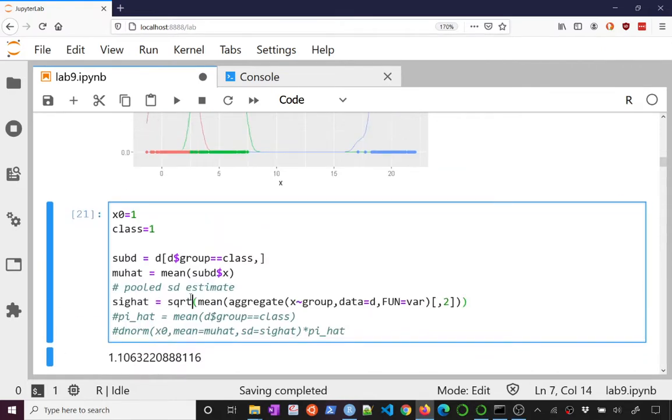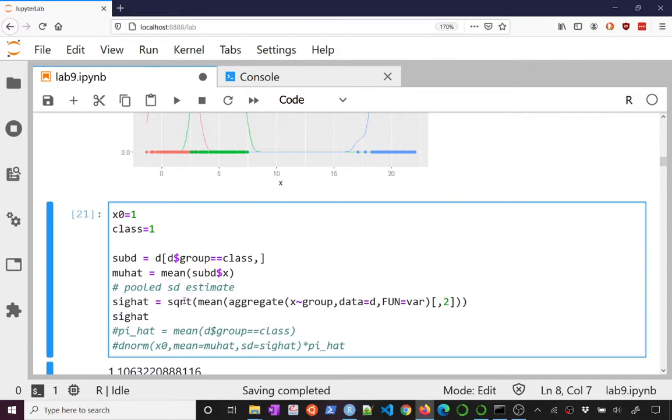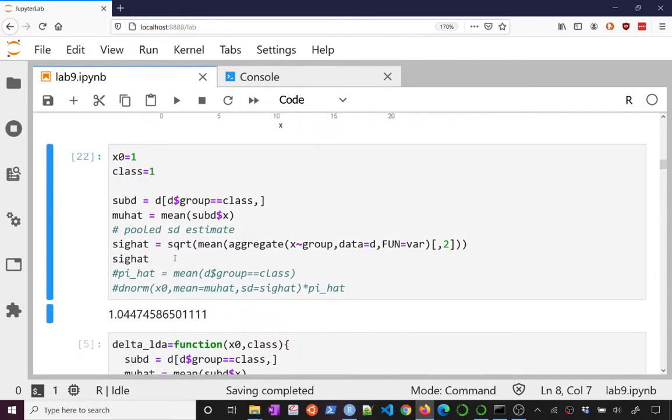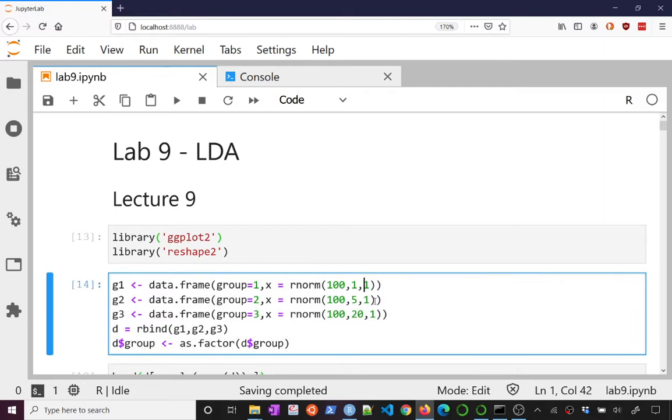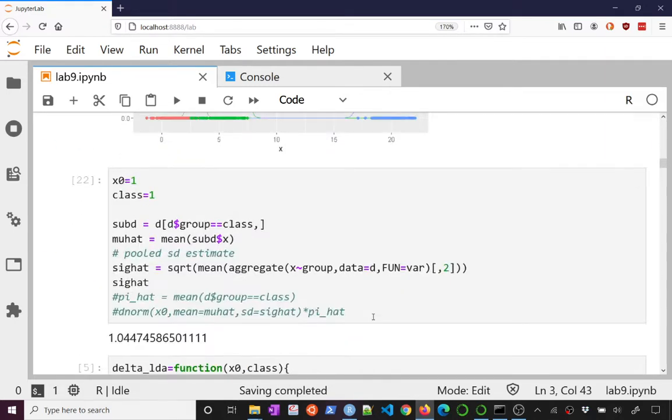A pooled estimate is basically, what I'm going to do is calculate the variance of the 3 groups separately. I'm going to take the mean of those 3 estimates. In this case, I can just take a mean because I know that I have the same number of points in each of the classes. If you had a different number of points, you would have to take a weighted mean. And then I want my standard deviation, so I'm just going to take the square root. Okay, so that would be sig hat, which should be about 1, right? And indeed, it's about 1, because we know when we generated the data, the variance of these was 1, so the standard deviation should be about 1.